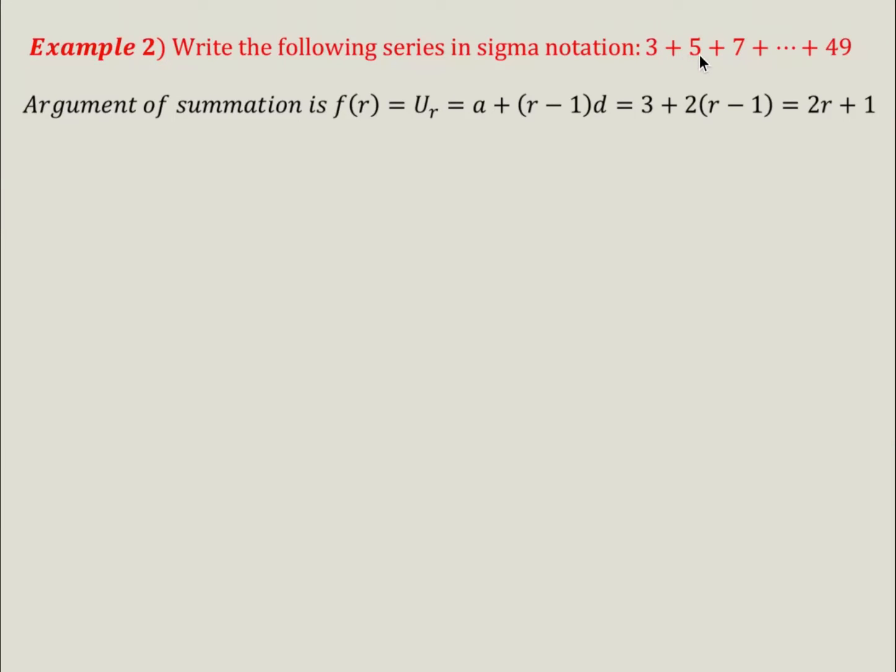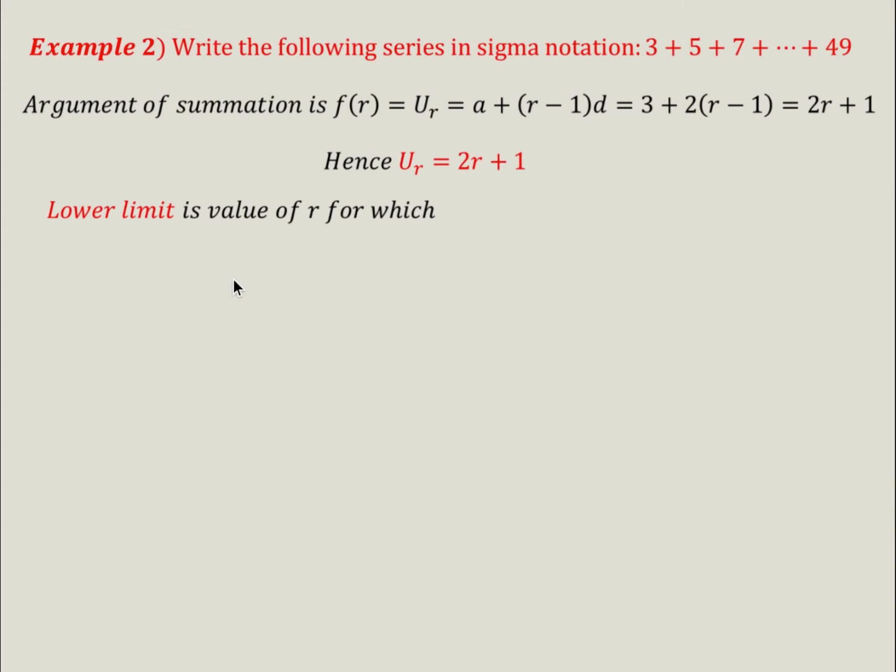Terms are obtained by adding 2 to the previous terms, and so we'll use the general formula for the nth term of an arithmetic series, which is ur equals a plus r minus 1 d. A, the first term, is 3 and the common difference is 2, so we get 3 plus 2 into r minus 1, which simplifies to give 2r plus 1. So that general formula for the nth term or the rth term of that series is ur equals 2r plus 1. So this becomes our summand in the sigma notation.